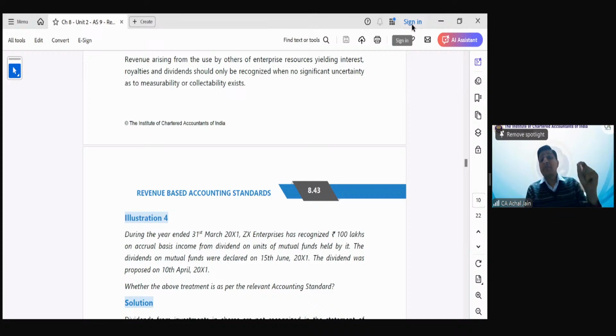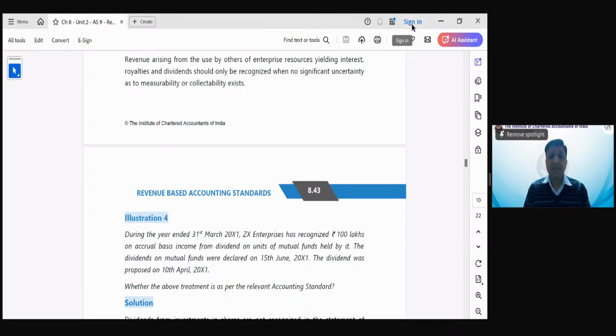Till the time the dividend payment is not established, will it be appropriate for the receiver, the party who has earned that income, to recognize that? No. That's why the current accounting treatment, wherein the dividend is recognized on 31st of March, is clearly inappropriate.